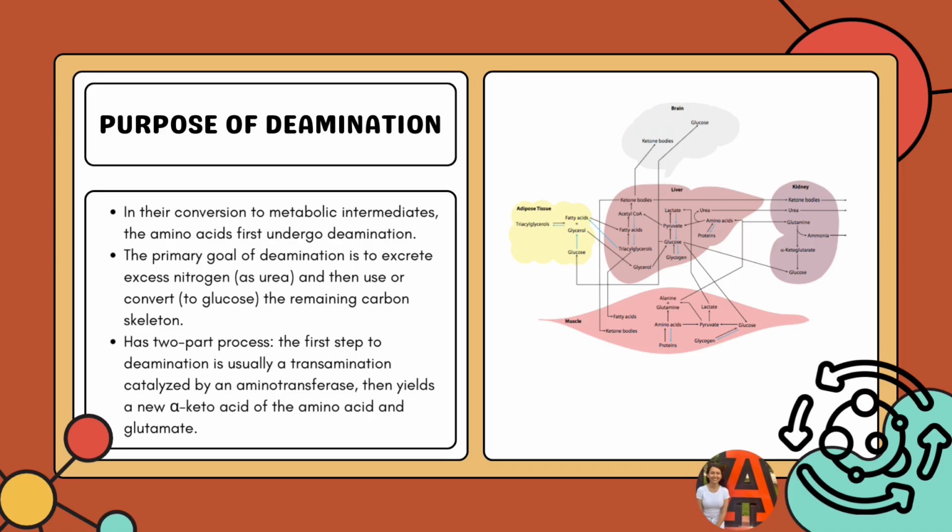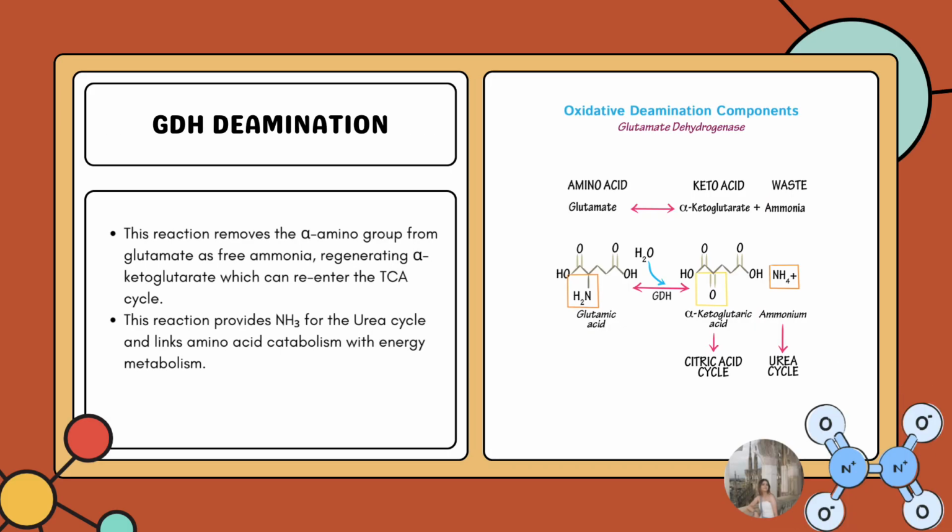And also, we have the removal of toxic ammonia, because the amino group removed from the amino acid is converted into ammonia, which is toxic to the body. So the liver then converts the ammonia into the less harmful compound urea through the urea cycle, which is then safely excreted in urine.